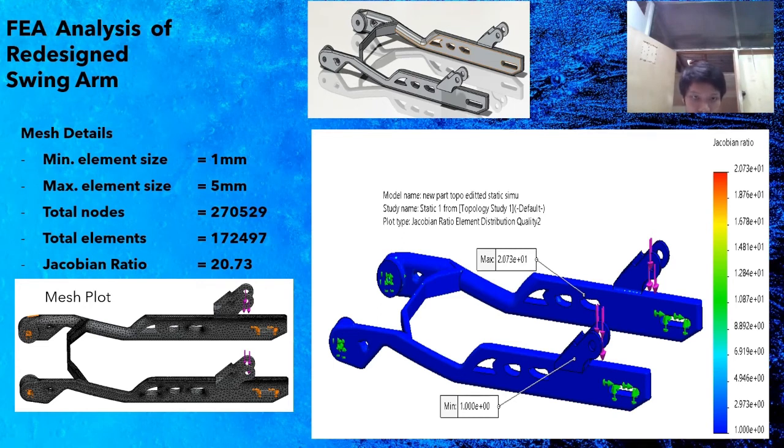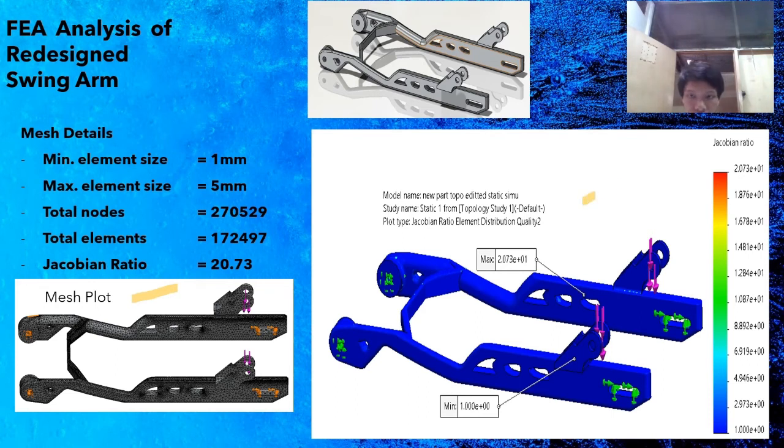For the mesh detail, this is the mesh plot. The minimum element size is 1 mm, maximum element size is 5 mm. Total nodes is 270K. Total element is 172K. And the Jacobian ratio is 20.73. Notice that the Jacobian ratio is more than 10, which indicates the mesh quality is not good.